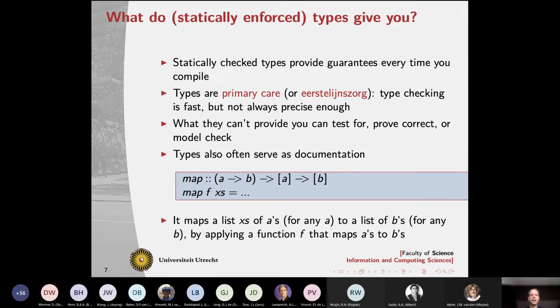Another reason why it's good to have types is that they serve as documentation. So this is the typical map function that takes a list of A's, and I can apply a function from A to B, and then by applying that function to every element in my list of A's, I get a list of B's. And that's the idea of a map. This A and B can be anything. So A could be an integer and B could be a float, and then it takes a list of ints to a list of floats, and so on. This is called a polymorphic type, in case you've never seen one.